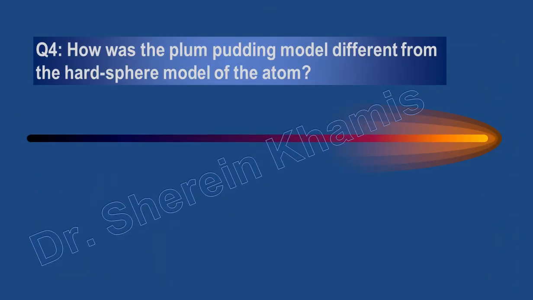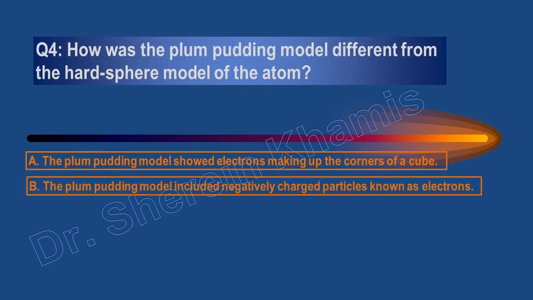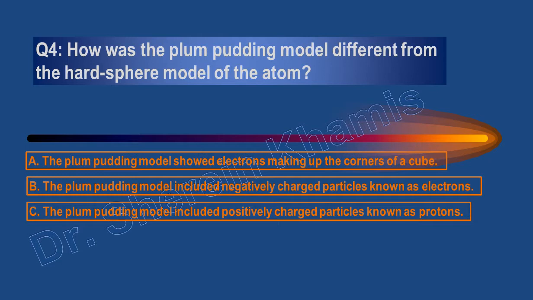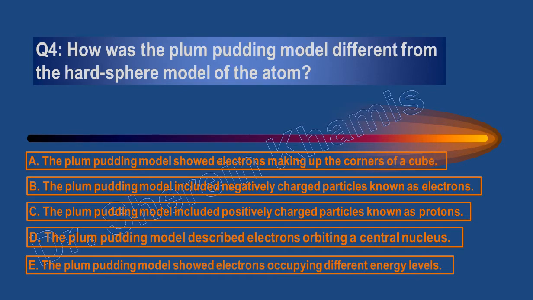Question number 4 says, how was the plum pudding model different from the hard sphere model of the atom? We have here some differences between them. The plum pudding model showed electrons making up the corners of a cube. Do you think he supposed that? Or the plum pudding model included negatively charged particles known as electrons. I think it may be right. The plum pudding model included positively charged particles known as protons. Not correct. The plum pudding model described electrons orbiting a central nucleus. And the last one, the plum pudding model showed electrons occupying different energy levels.